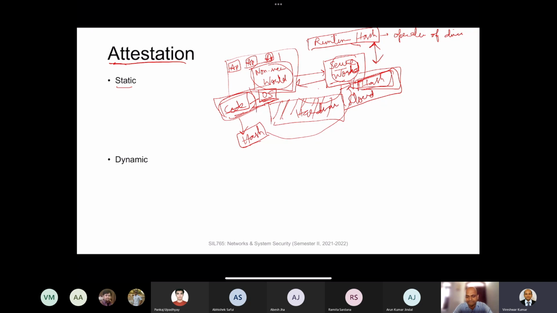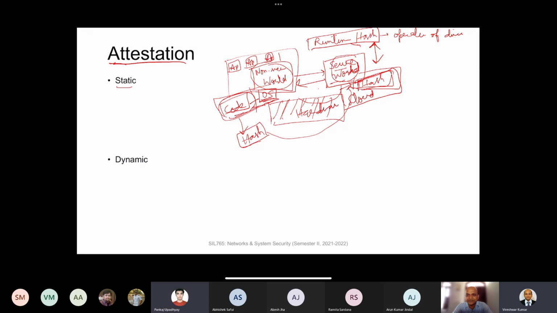And that will be the way to figure out if the OS code has been changed or not. So this is the basic way of making sure that if the operating system is compromised, it will be detected. Is this clear?